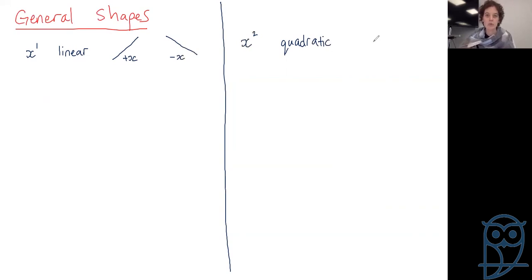Funnily enough, he also has different patterns depending on whether he's plus ax squared or minus ax squared. So positive people are happy people. Plus x squared is a smiley face. Minus x squared is a sad face. So don't be negative, be positive.